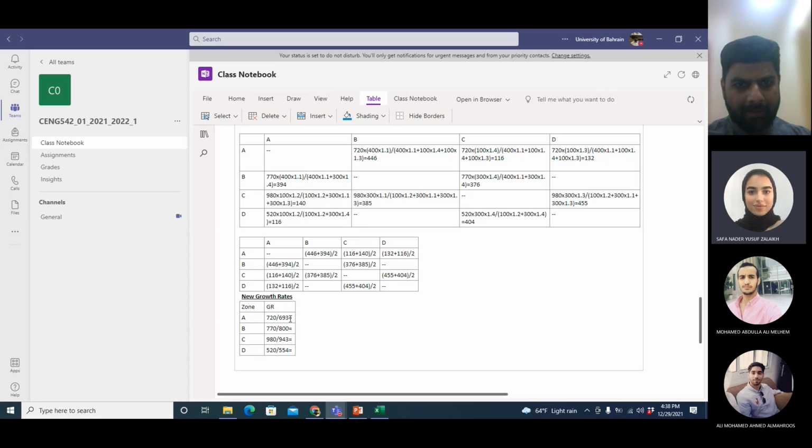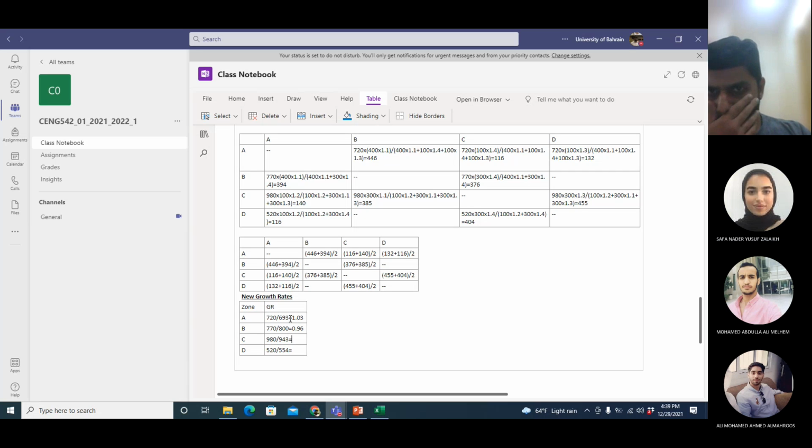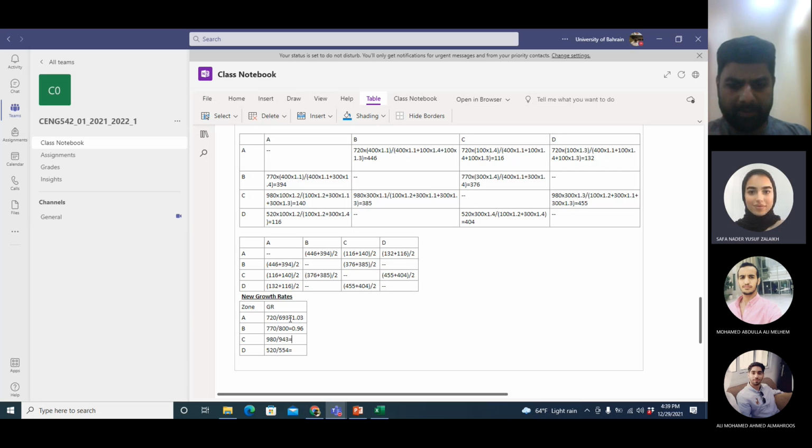The number for A is 1.03. Second one 0.96. Then 1.03. And 0.93.